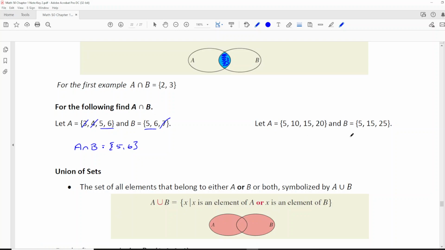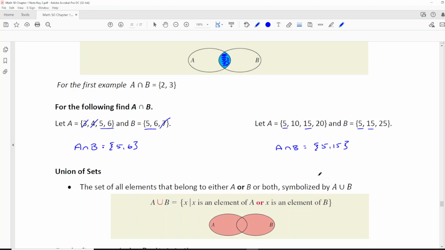All right, I want you to try it with these guys. So the numbers that satisfy A and B, you got your 5, you got your 15, and that's it. So it'd be the set of 5 and 15. Those are the numbers from the sets that satisfy A and B.